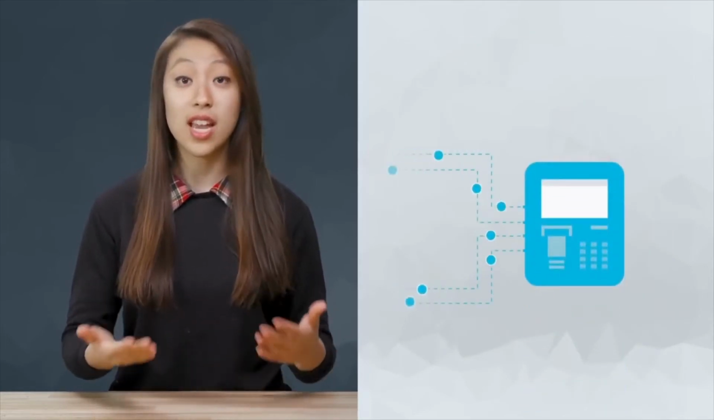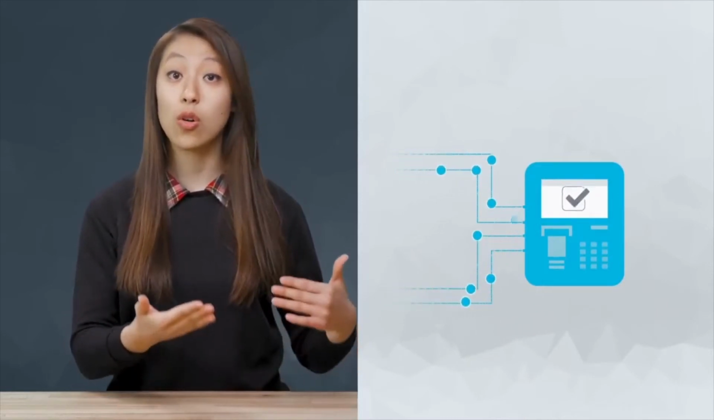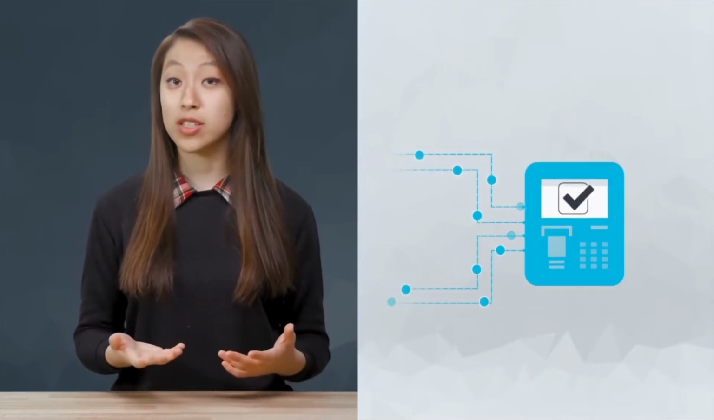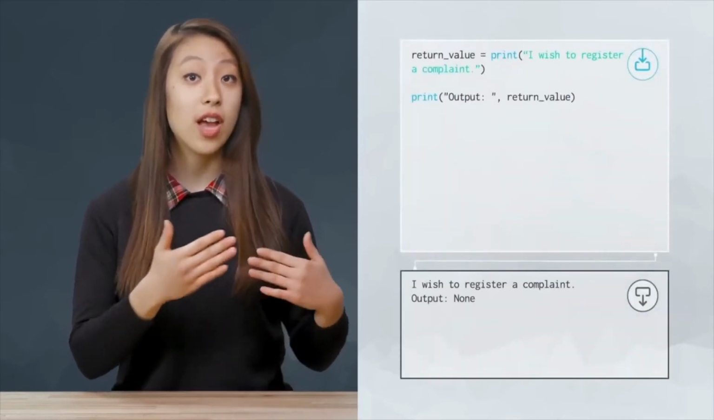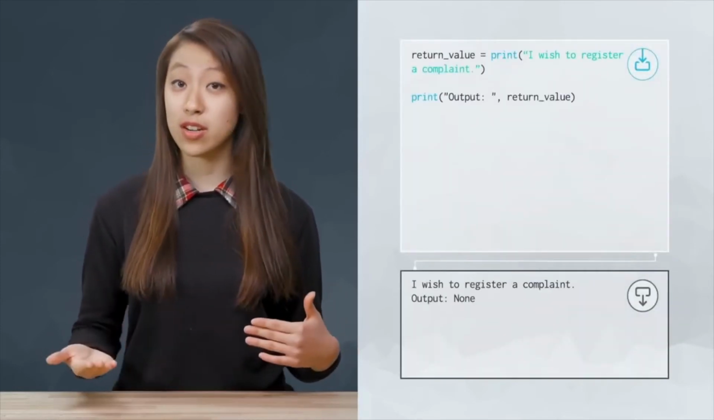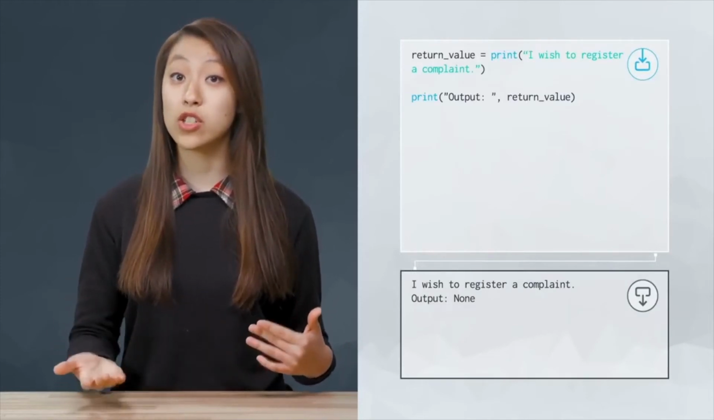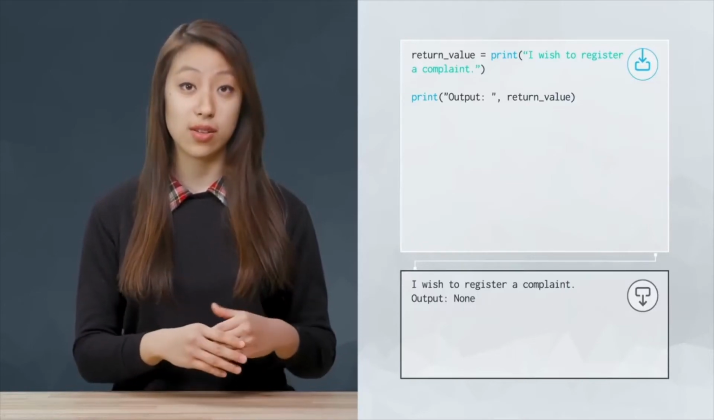Functions like this can be imagined as little machines that take inputs or arguments and process them into output, or return values. This is a good image, but it's incomplete. Some functions, like print, don't return anything at all. Print displays text on the output window, but as we see here, the value it returns is None. None is what a function will return by default if it doesn't explicitly return anything else.